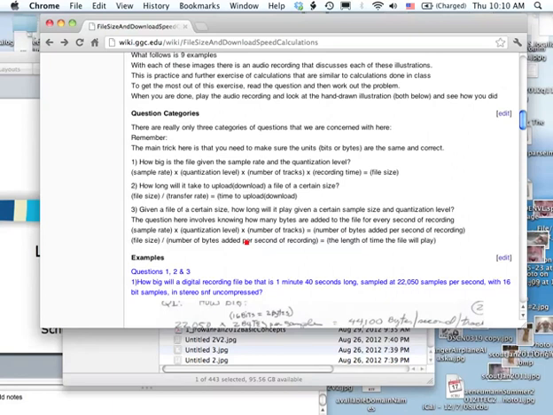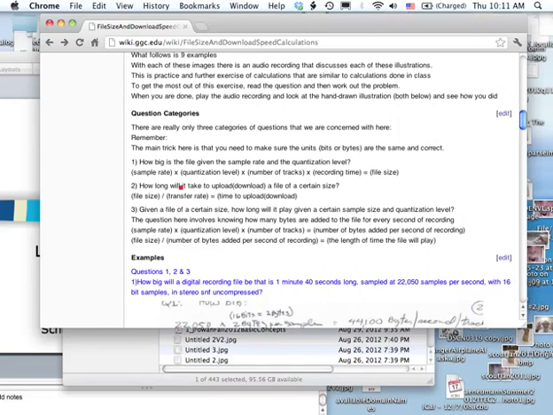And the third type of example is, given a particular file size, a file of a certain size that was recorded at a certain sample rate and a certain quantization level, how long will that file play if opened with QuickTime? So what's the play time? So you're kind of backing into that answer. And the first thing you need to figure out is the number of bytes added per second of the recording. So if you've got the file size, you know how big it is, and you know how many bytes per second are collected, you can divide the bytes per second into the file size, and that'll give you the number of seconds the thing will play.